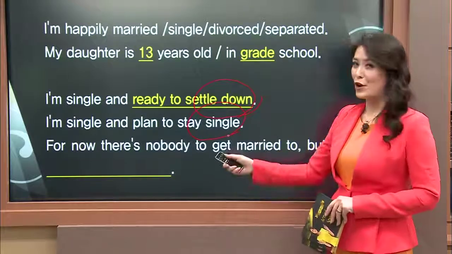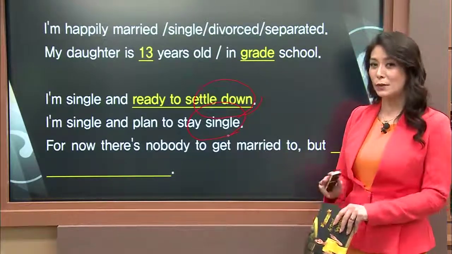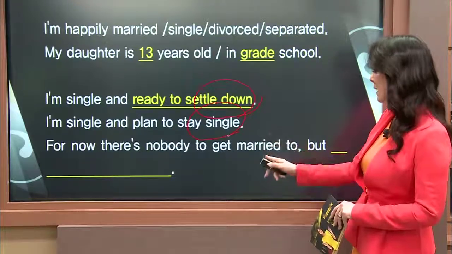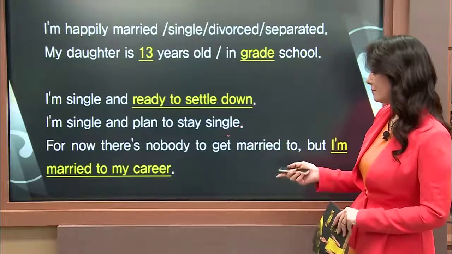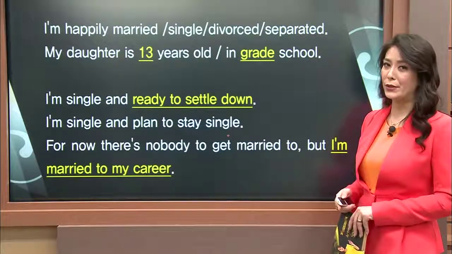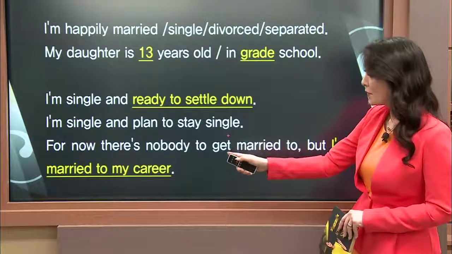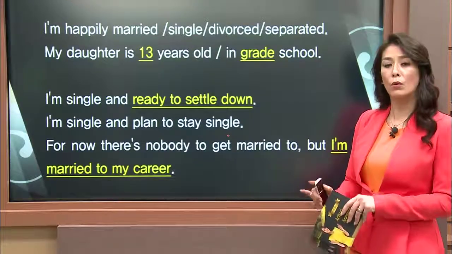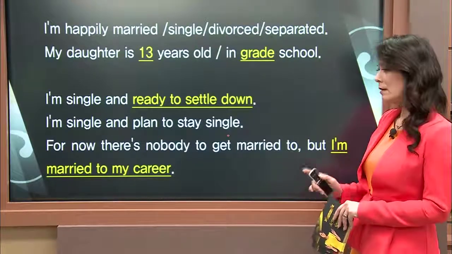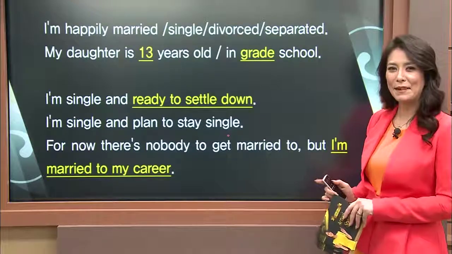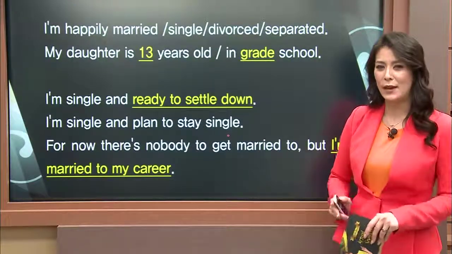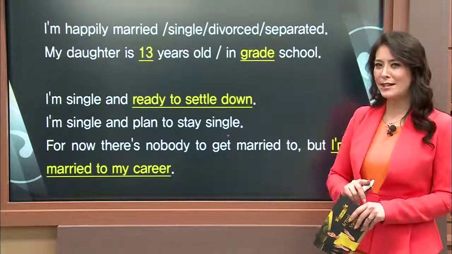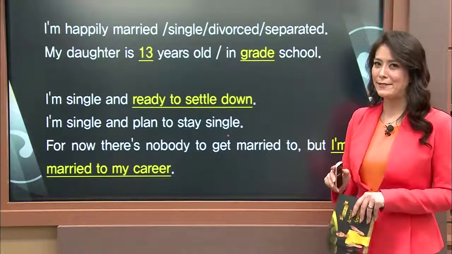For now, there's nobody. 지금 현재는 아무도 없지만, 아무도 만나는 사람이 없지만, but I plan to get married. But, well, I'm married to my career. So once again, for now, there's nobody to get married to. 지금 현재는 뭐 결혼할 사람이 없어요. But you're married to your career. 그만큼 일에 푹 빠져 있다. 뭐 일하고 결혼했다라는 이야기를 하잖아요. You love your job, so you're not interested in getting married as of now.